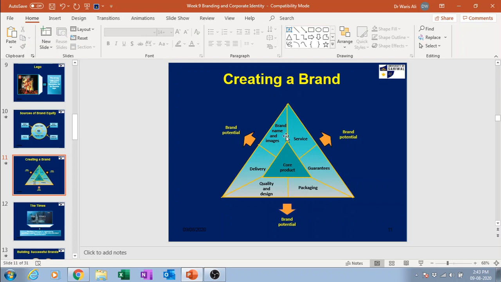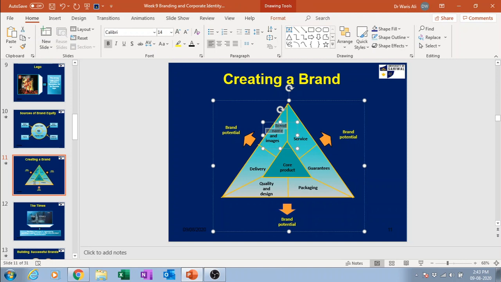That is very important. First thing, you need to decide the brand name and its images. First, you decide the brand name. Decide the name of the product. Okay, what's gonna be the name of this product? And decide the images that are gonna be associated with that brand.